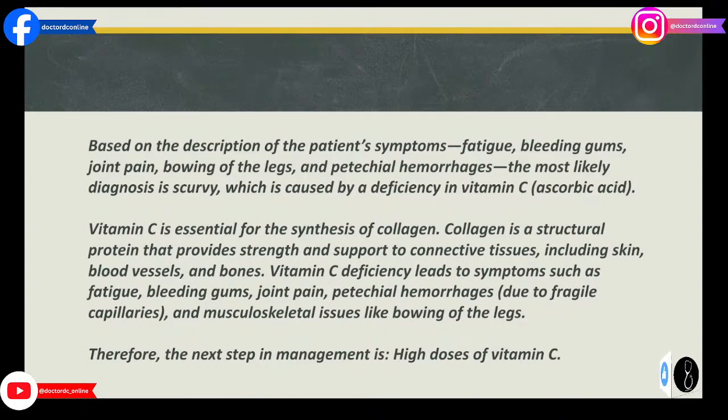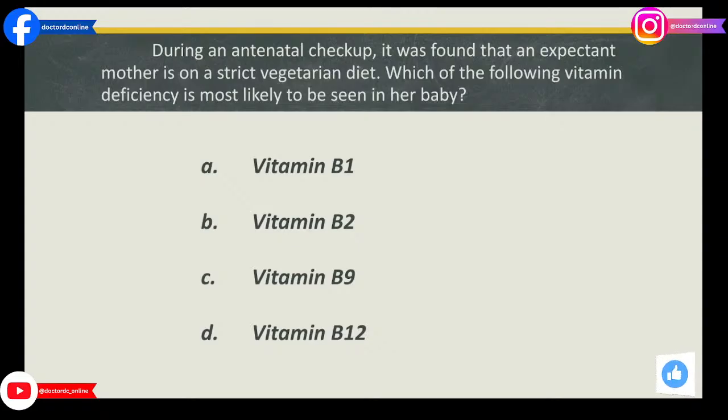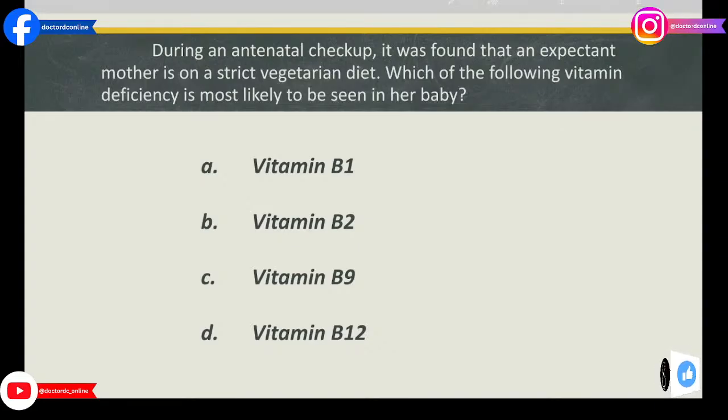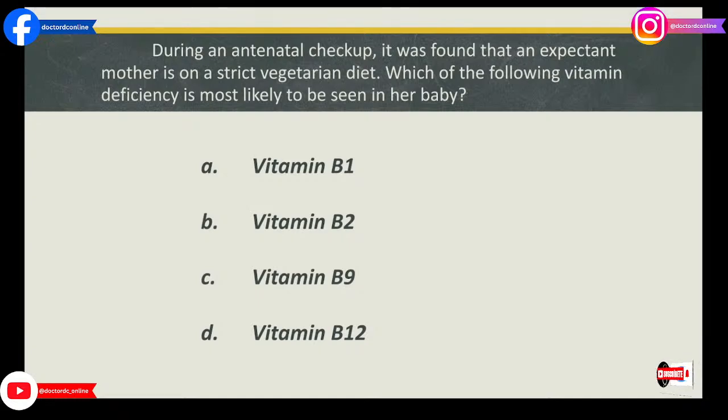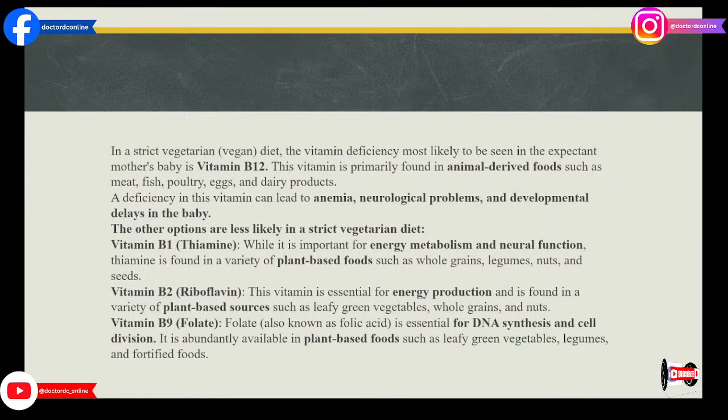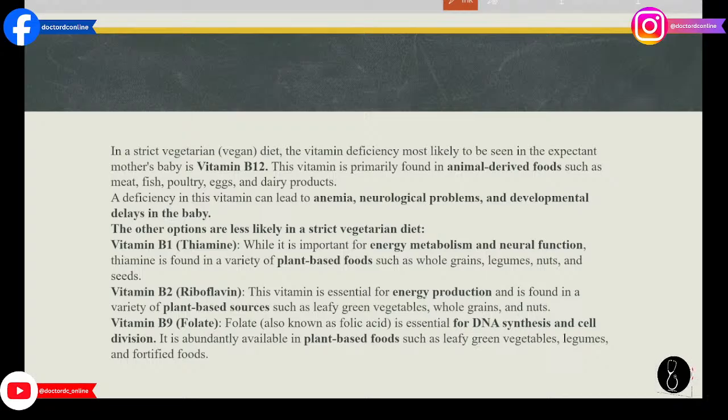In question 31, a pregnant mother on a vegetarian diet risks which vitamin deficiency in her baby? Option A, vitamin B1, option B, vitamin B2. Since vitamin B12 is primarily found in animal products, her baby is most at risk for this deficiency. The correct answer is option D.